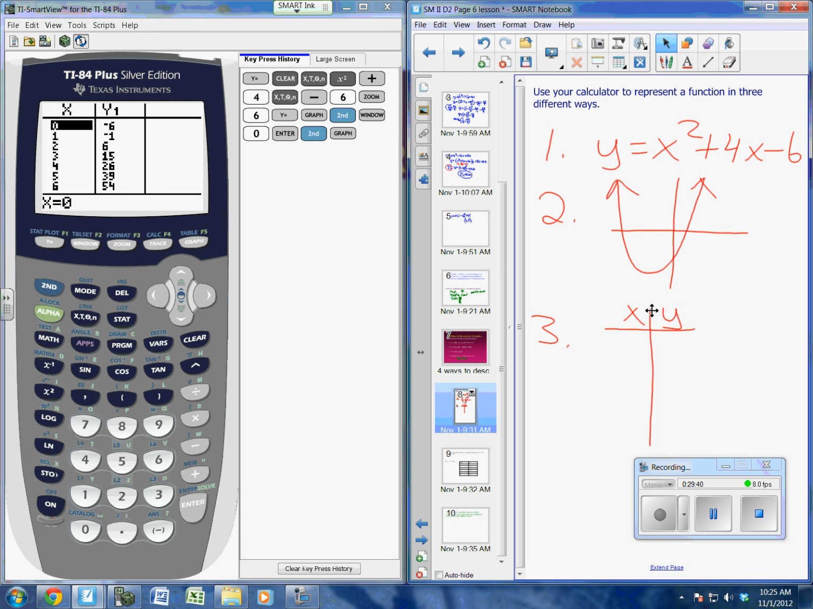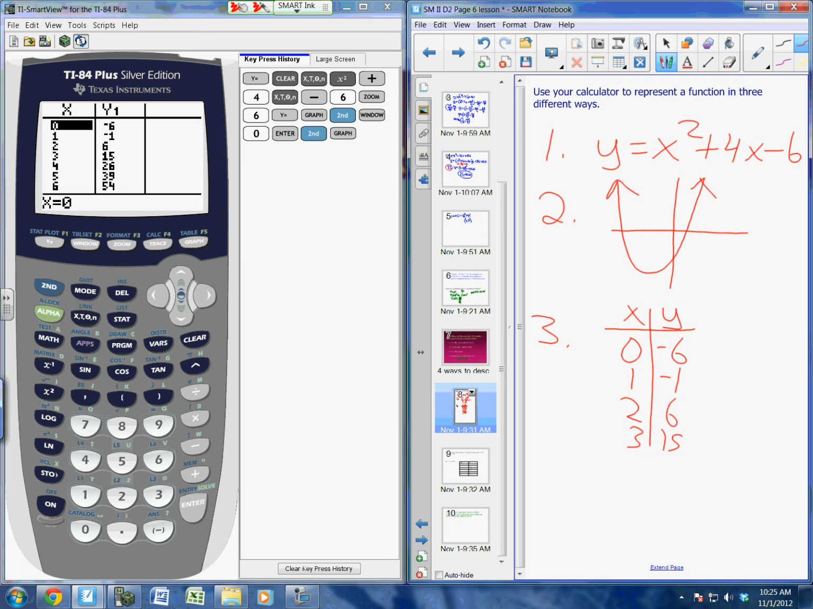So we have 0, comma negative 6; 1, comma negative 1; 2, comma 6. These are all points of the equation and the graph. 3, comma 15, and we're going to have to minimize this. 3 comma 15, 4 comma 26.